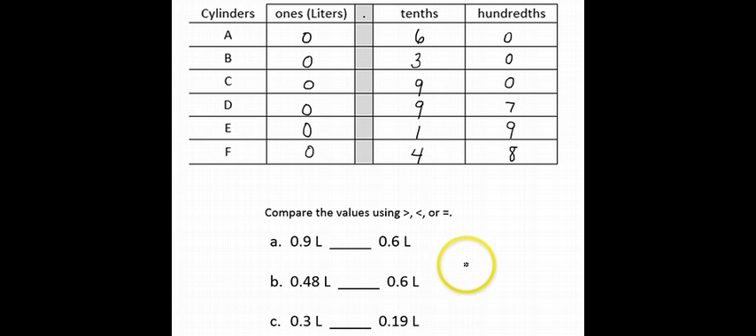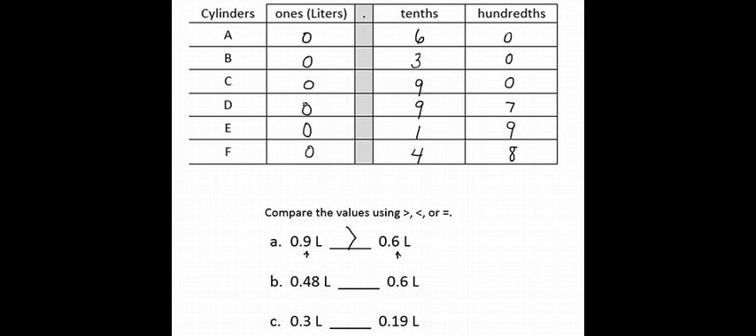Now let's look at the comparisons below. The first one says we're going to compare the 9/10 liter with the 6/10 liter. So that would be comparing cylinders C and A. C is 9/10, A is 6/10. Well, 9/10 is more than 6/10, so we'll use the greater than sign.